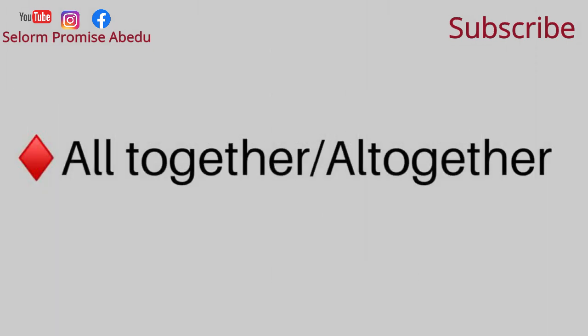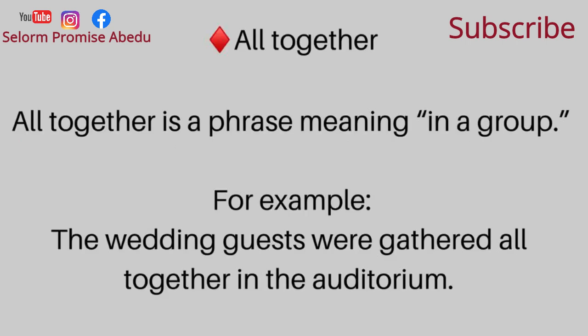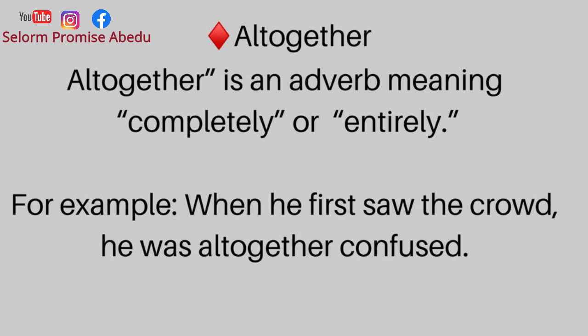All together and altogether. All together is a phrase meaning in a group. For example, the wedding guests were gathered all together in the auditorium. Altogether is an adverb meaning completely or entirely. For example, when he first saw the crowd, he was altogether confused.